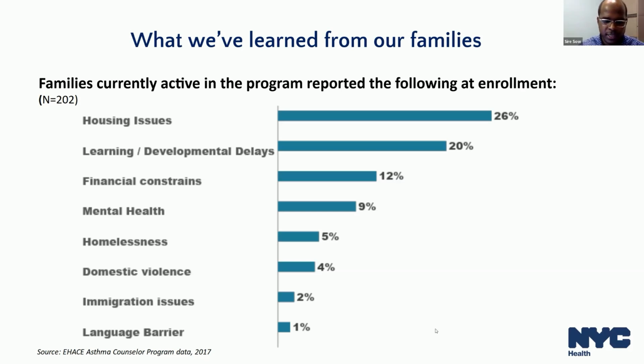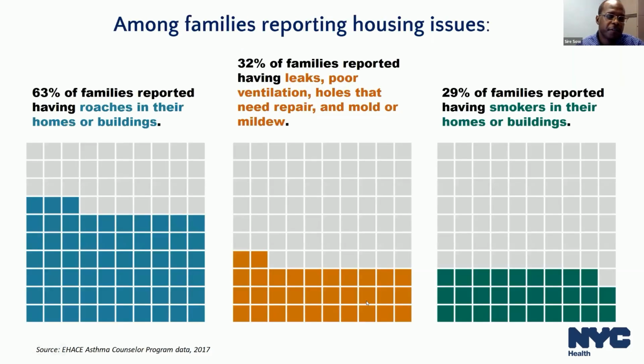But we're going to talk about housing because housing is a big barrier here, and we have to focus on that. Among the families reporting housing issues, 3% reported having cockroaches in their homes or buildings. And it's important to note that just because you don't see cockroaches in the apartment does not mean they're not there. We know for a fact that they can be there through testing of their excrement.